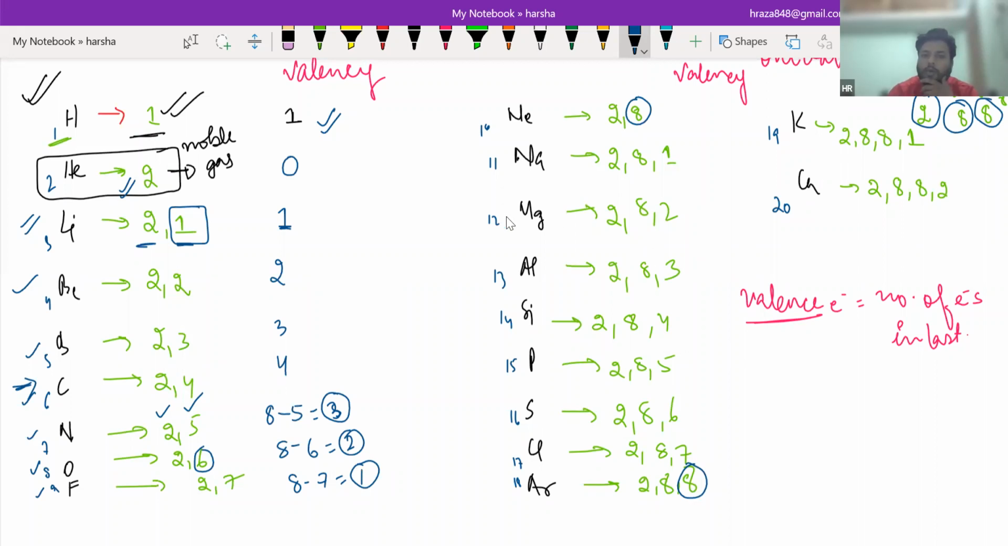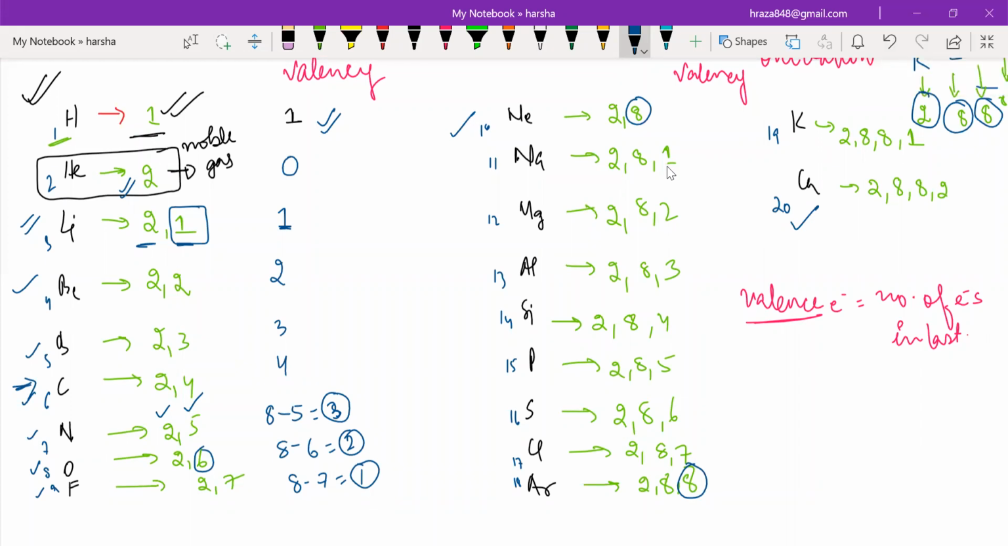Now find all the valencies from neon to calcium. Please do it. You can easily solve it. Neon, sodium, magnesium, aluminum, silicon, phosphorus, sulfur, chlorine, argon, potassium, calcium. Sir, neon will be 0, right? Yes, it will be 0, because I already told you that if valence electrons are greater than 4, then it is 8 minus the number of valence electrons. So it will be 0.